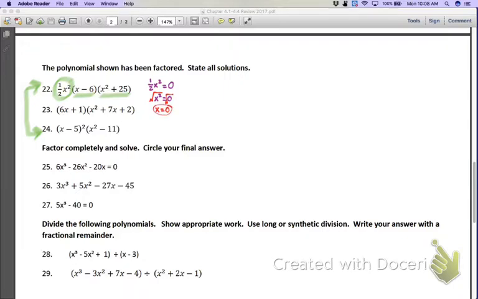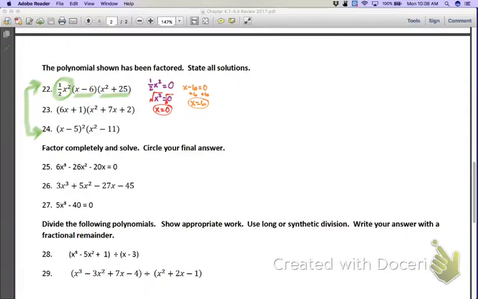Do the same thing then with x minus 6 equal to 0. So what do I need to do to both sides? Add 6. So I have x equal to 6. So there's another one of my answers. And then on this one, you kind of have a few options.